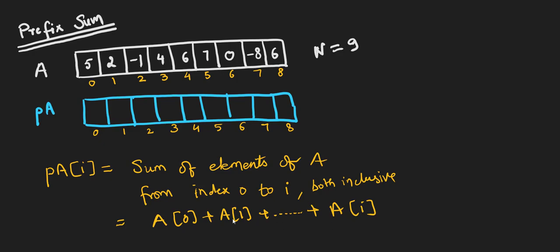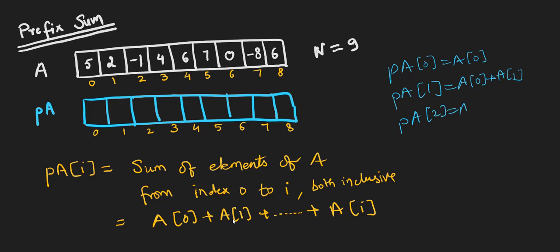Now if we go with this definition, certainly prefix sum array of 0, PA of 0, should be A of 0. PA of 1 should be the sum of elements from index 0 up to 1. So PA of 1, if I fill, will be A0 plus A1. Same way, PA of 2 will be A0 plus A1 plus A2.